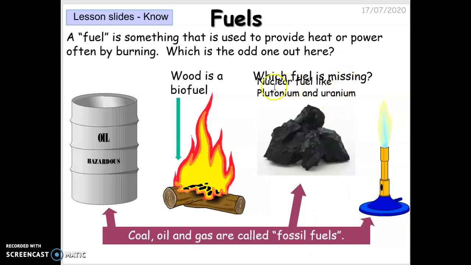The fuel that's missing is our nuclear fuel, so plutonium and uranium, and eventually we will run out of these in the ground. We dig them out as ores, and we will run out of those eventually, so they are listed as a non-renewable energy resource.